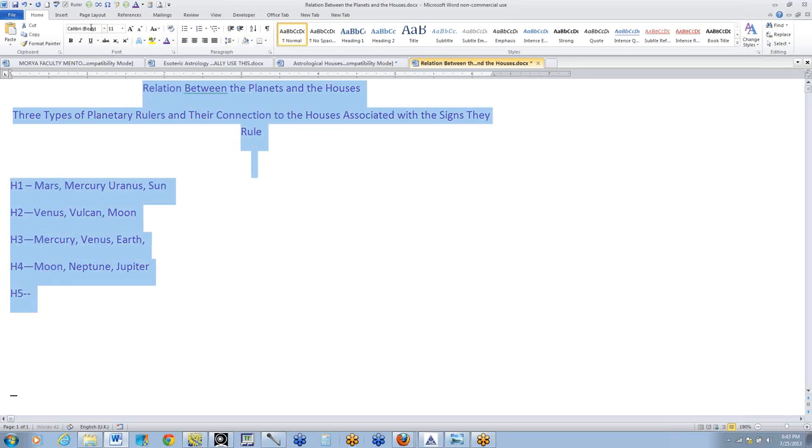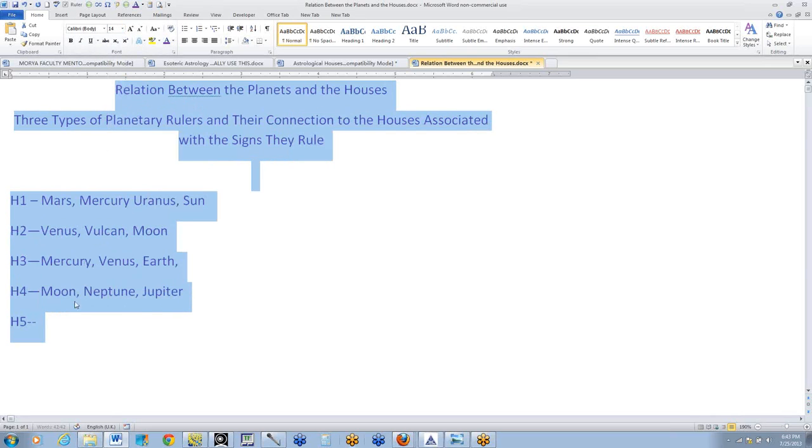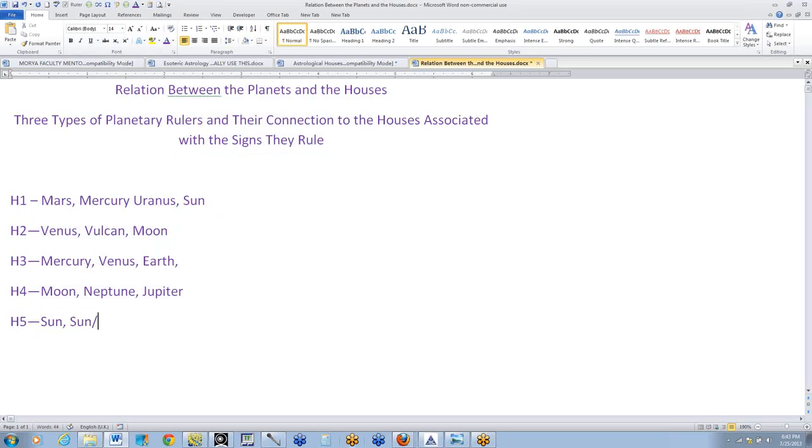Let's see, how big should I make these? Maybe a little bigger, perhaps. House 5, we have the Sun, Neptune, Sun, Uranus, and there is no planet exalted in Leo. House 6, we have, well, it's a good thing you can get those back, huh? We have Mercury, Moon, Neptune, and Moon, I should have started with Moon Vulcan, right? Moon Vulcan. Moon Neptune and Jupiter. And again, Mercury for the exalted planet.